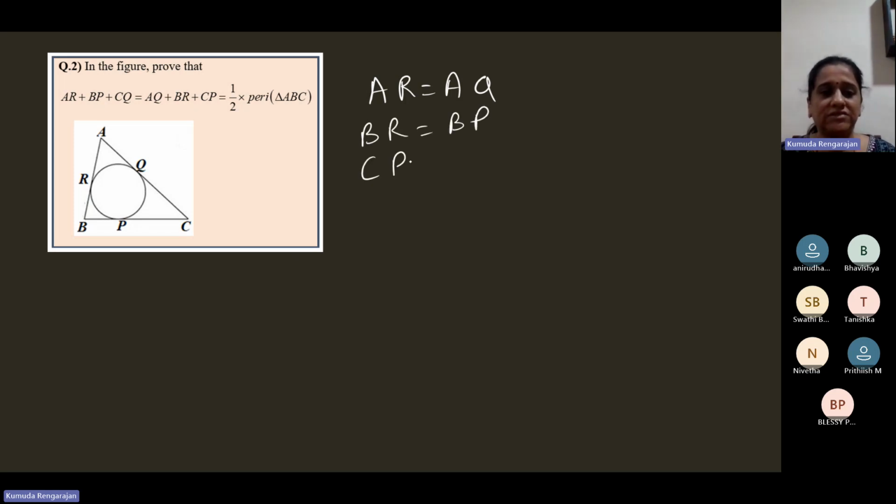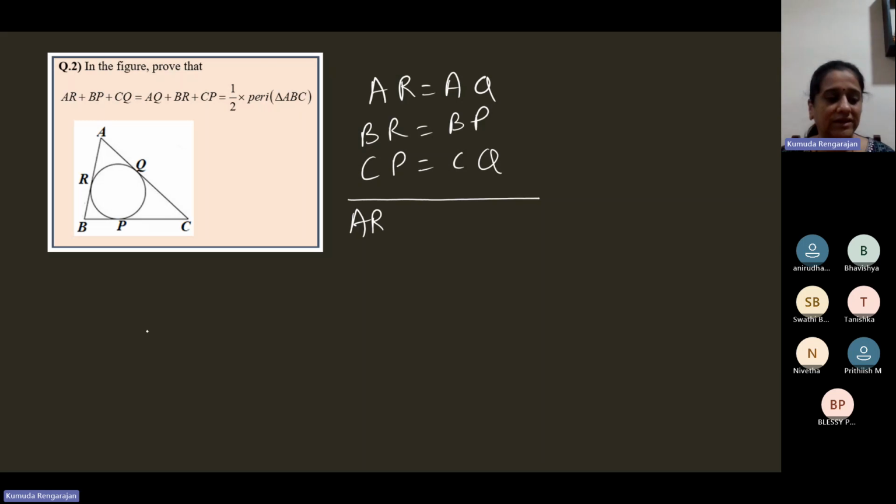So now you know the results, right? AR is equal to AQ, BR is equal to BP, and CP is equal to CQ. Tangents from an external point of the circle are equal, right? Okay. Now add these results. Add these three results.